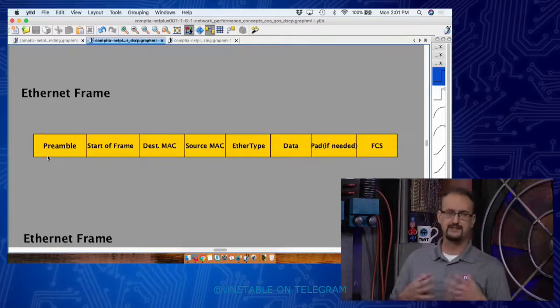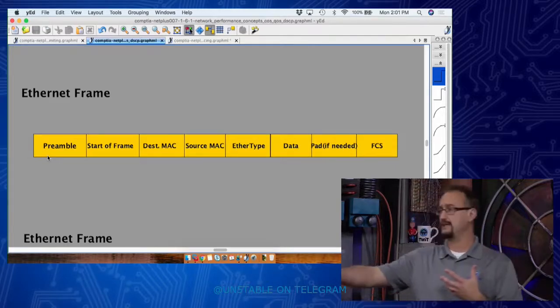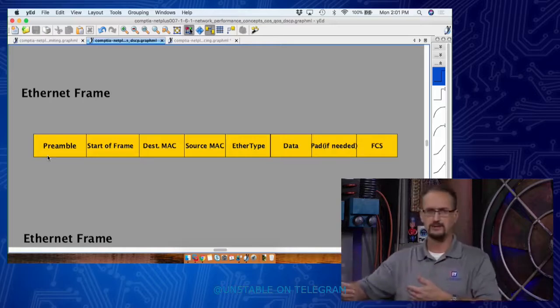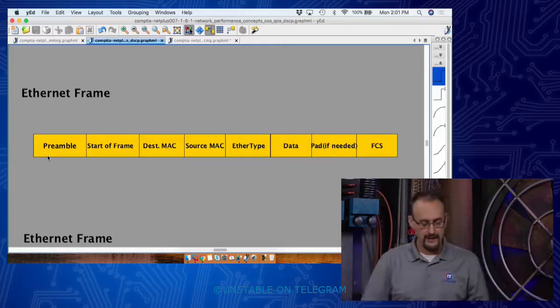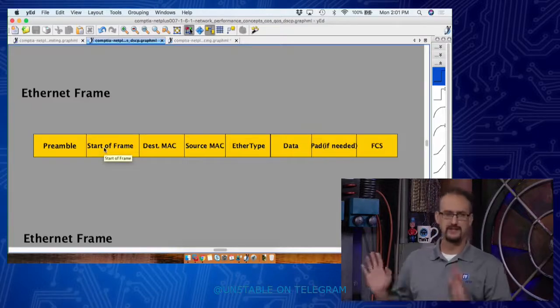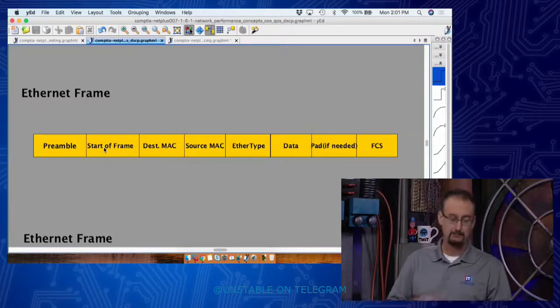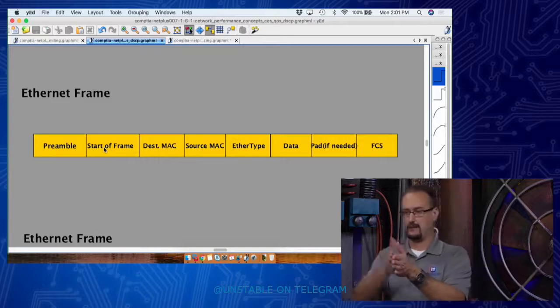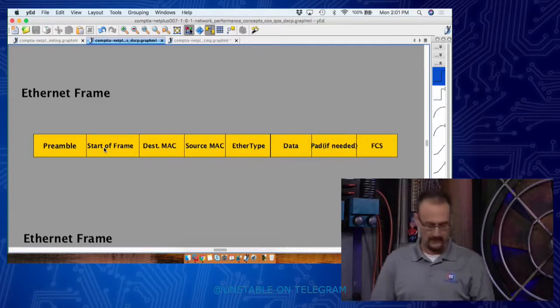The preamble is just a set of bits that allows the receiving device to synchronize their time clocks, right? Synchronization. Then the next thing that we have is what's known as the start of frame. The start of frame is a delimiter, just an 8-bit field, but it basically marks the end of the preamble and the beginning of the frame. That's really all it's there for.